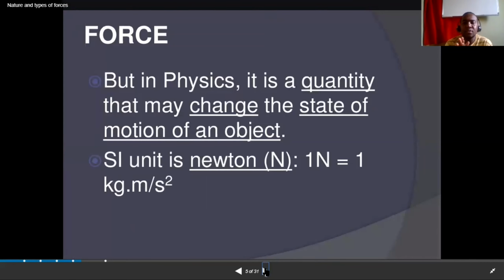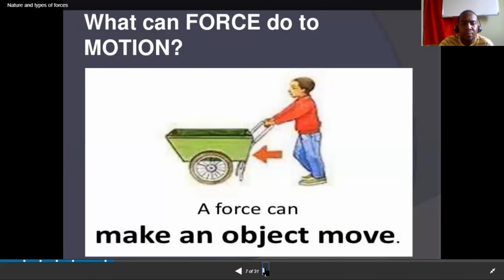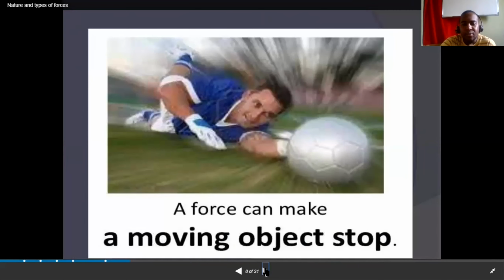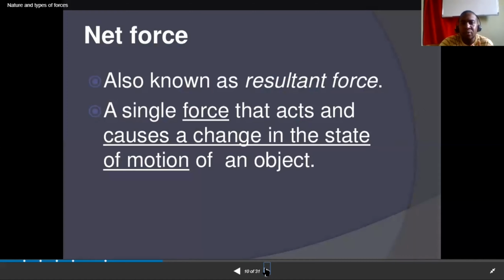Now, we know that force is measured in newtons, right? And another unit for newtons is a kilogram meter per second squared. And we know that F is equal to ma, F being the force, m being the mass of the object, and a being its acceleration, right? Now, these are the specific actions that we know a force can cause objects to do. So it can cause it to stop, can change direction, right? So we look at what we know as the net force or the resultant force. So it's just similar to what we did last class, which was the resultant vector, right? So it's a single force that acts and causes a change in the state of motion of an object, right?